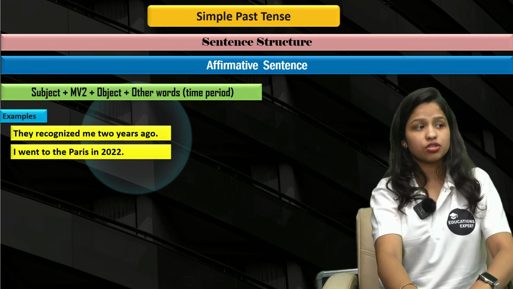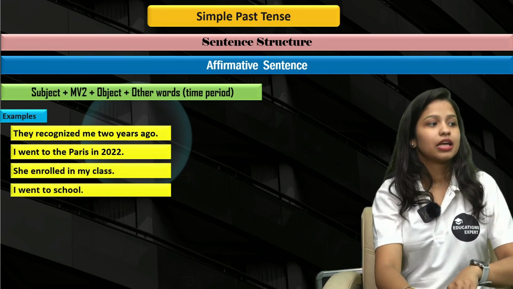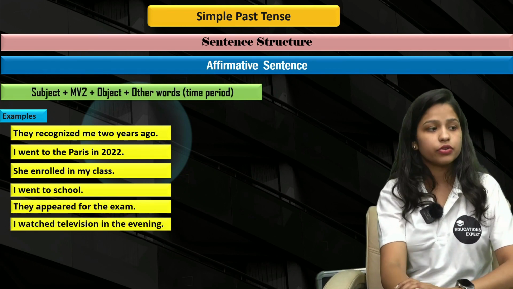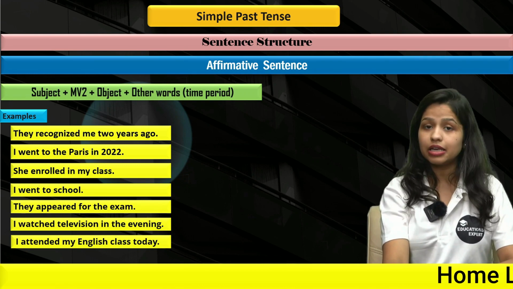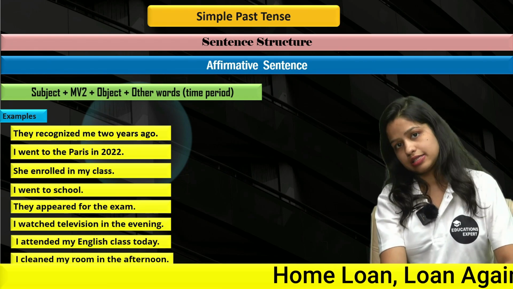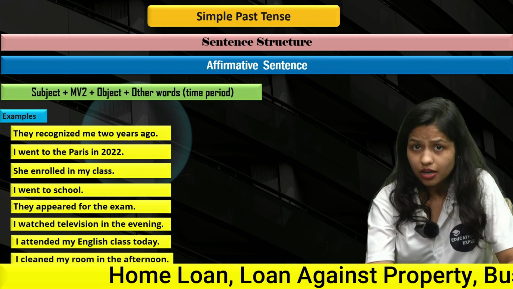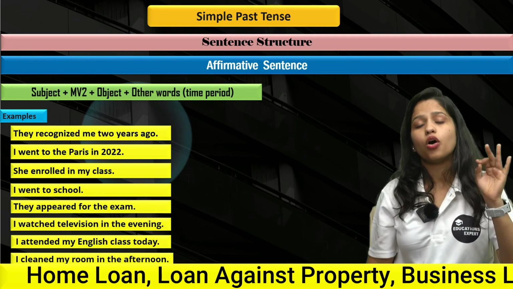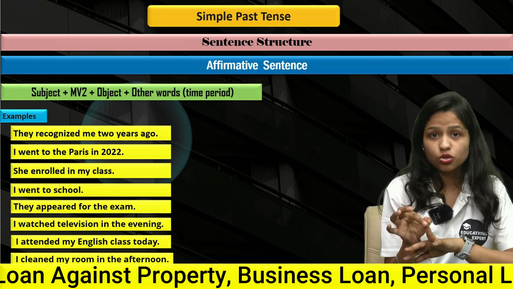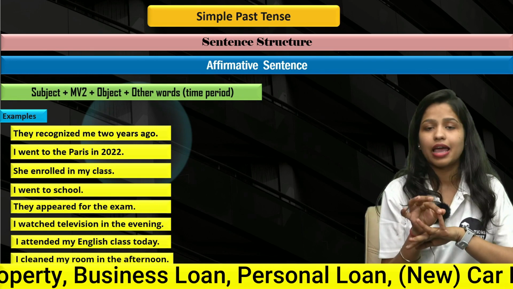Next up we have: I went to Paris in 2022. She enrolled in my class. I went to school. They appeared for the exam. I watched television in the evening. I attended my English class today. I cleaned my room in the afternoon. She passed her test. Just look at the sentences more closely. You'll get to know that we didn't do anything except put only the second form of the main verb. Recognized, went, enrolled, went, appeared, watched, attended, cleaned, and passed.